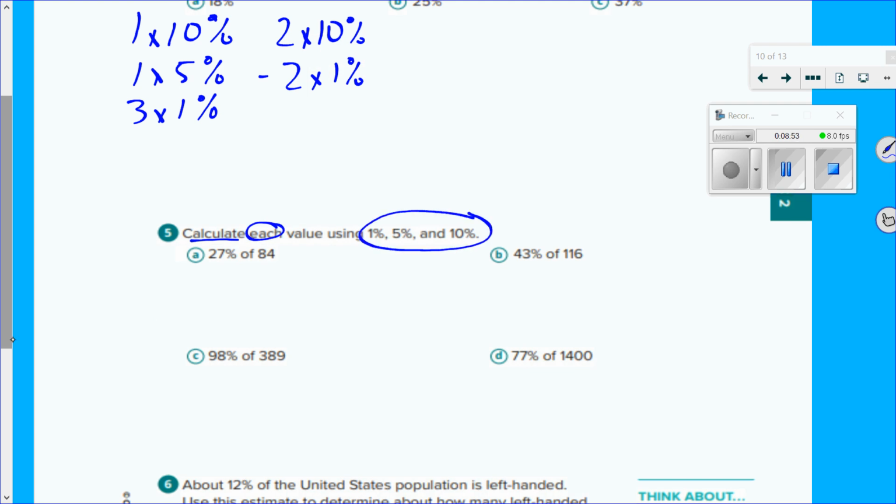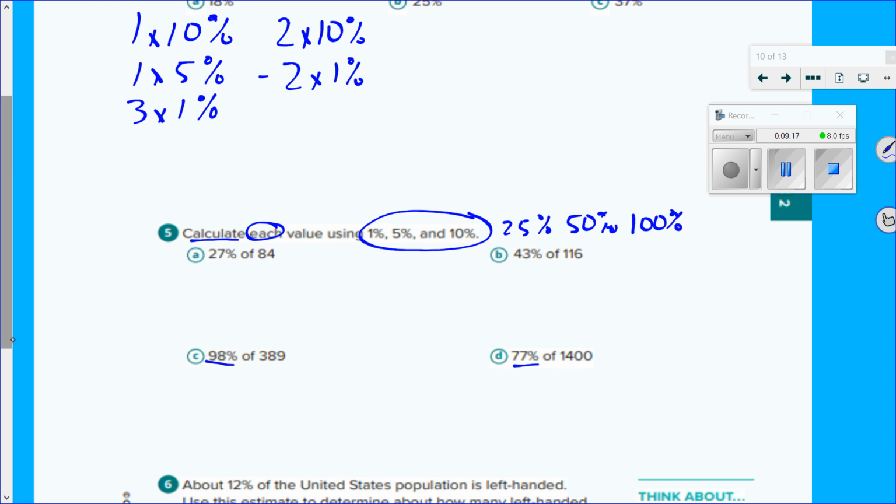I'm going to add a caveat on this because I'll be honest, if I get to 98, I ain't using 1, 5, and 10. I'm going to use 100. If I get 77, I'm not using 1, 5, and 10. I'm using 50 and 25. So we're going to expand this direction so you can use any of your benchmarks, 25s, 50s, or 100s.